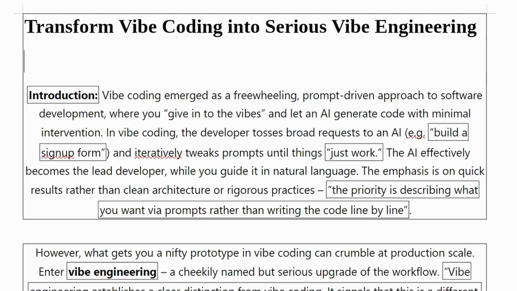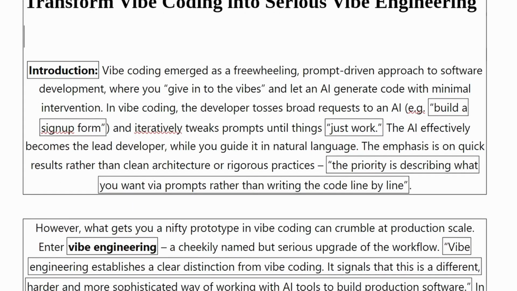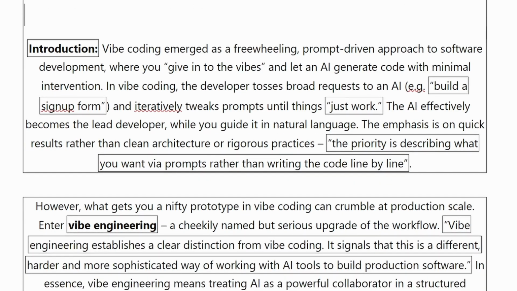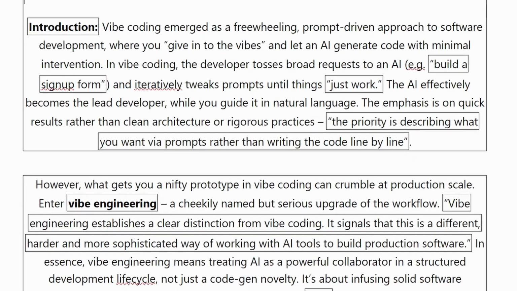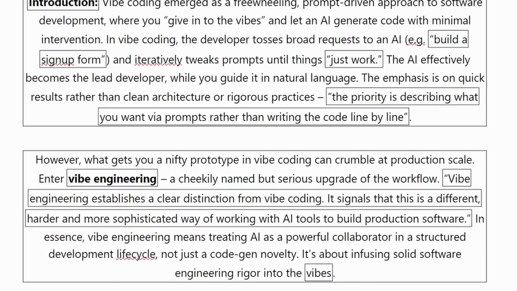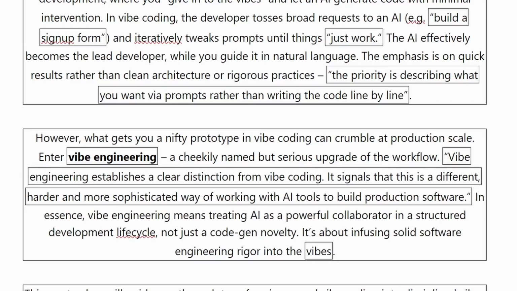It signals that this is a different, harder, and more sophisticated way of working with AI tools to build production software. In essence, vibe engineering means treating AI as a powerful collaborator in a structured development lifecycle, not just a code gen novelty. It's about infusing solid software engineering rigor into the vibes. This masterclass will guide you through transforming casual vibe coding into disciplined vibe engineering.